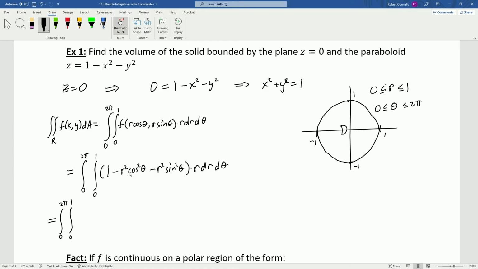Now, if I factor negative r squared out here, I'll get 1 minus r squared times cosine squared plus sine squared, which is 1.